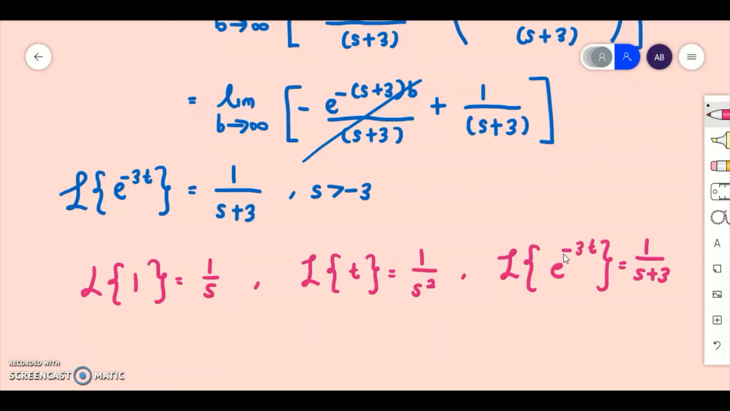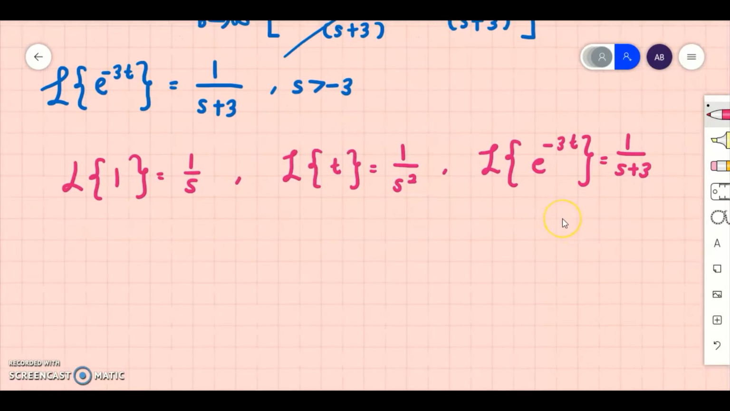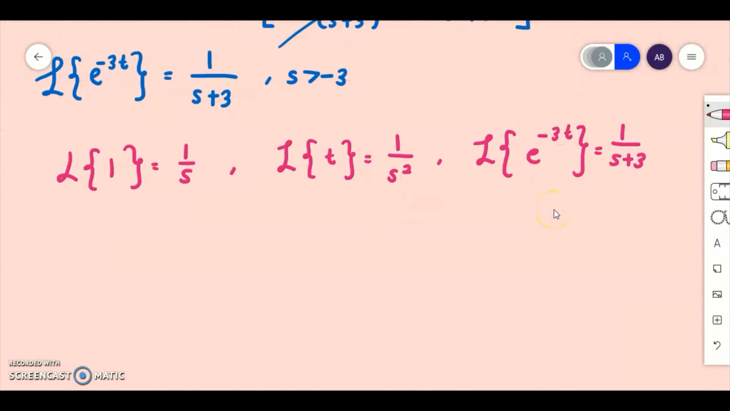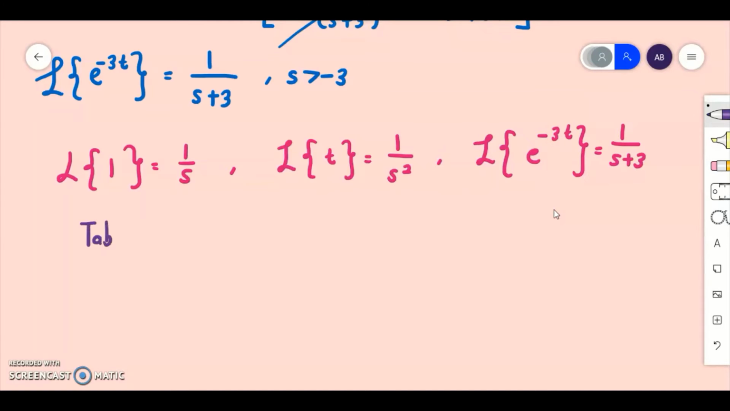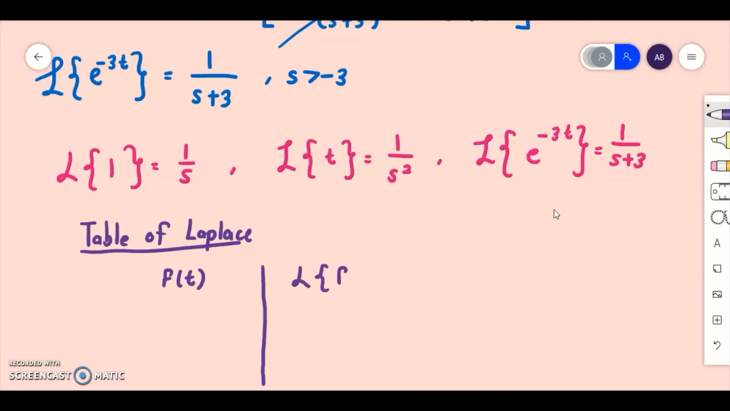Okay, so there is a Laplace table that I can summarize this thing. So the Laplace table is very useful where you don't have to evaluate the integral all the time. So the table of Laplace is given as this. So you can actually Google to find out the table of Laplace. So if you're given f(t), in here you are given the Laplace of f(t).